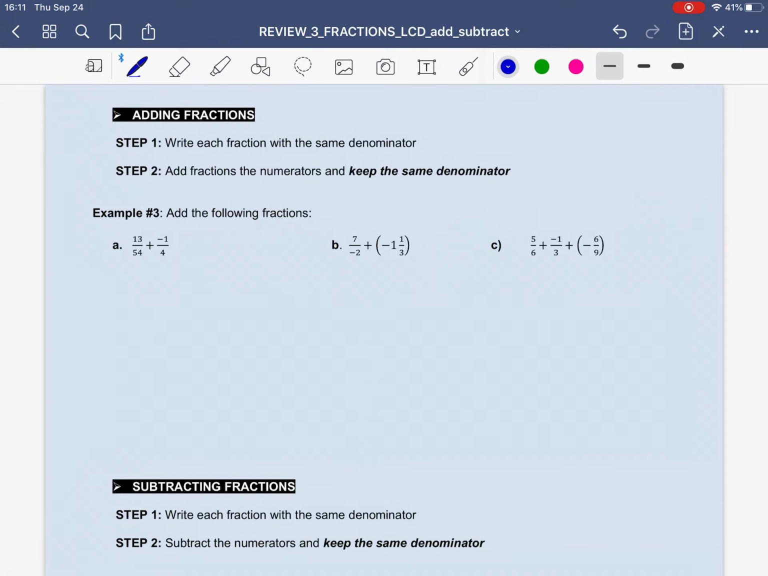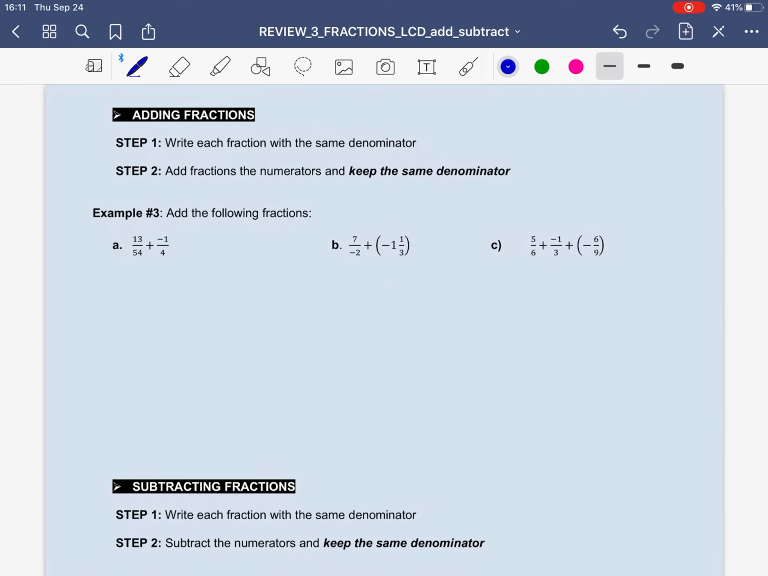In order to add and subtract fractions, we need to write them with the same denominator. So step number 1 will be write each fraction with the same denominator, and then add fractions by just adding the numerators and keeping the same denominator. So these are the 2 steps. Let's start with the first example. Step 1, write them with the same denominator.